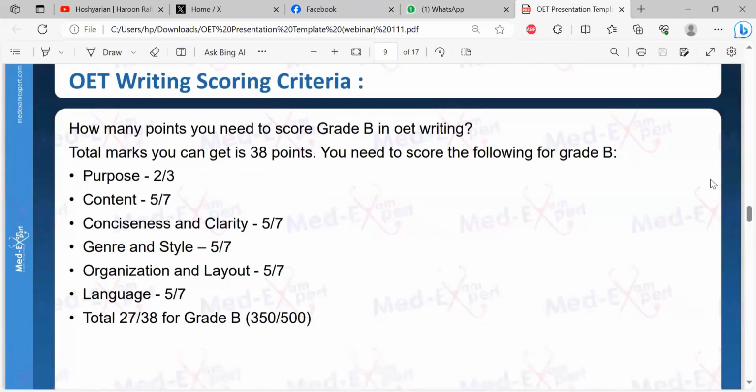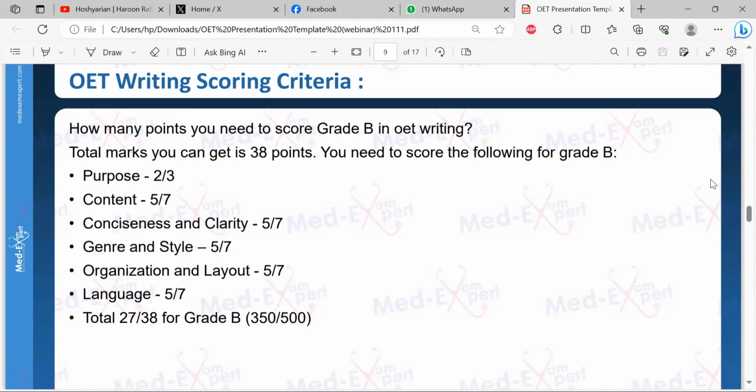So now we come to the third subtest, which is OET writing scoring criteria, and how many points you need to score grade B in OET writing. This is a very interesting module, I think, because I myself am a writing mentor. So I think I am very much able to tell you about the writing scoring system as well, because I personally think that this is the easiest subtest of the OET exam. But the condition is that you first understand all the prerequisites and essentials of OET writing.